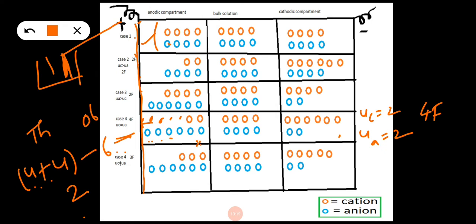So the more the ions are moving from the anodic compartment to the cathodic compartment, the more will be the difference between the increase as we expect and the observed increase. So we can say that the theoretical increase minus observed increase is equal to the number of ions moving out of that compartment.